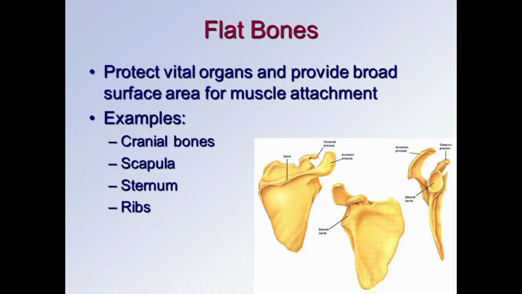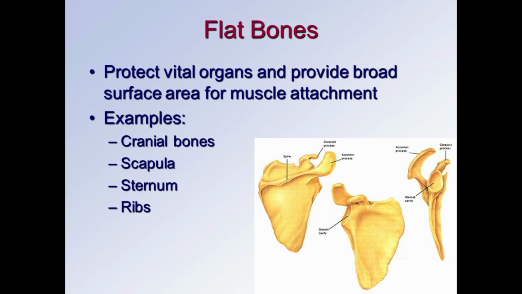Flat bones are a type of bone that are thin, flattened, and often curved. They are typically found in areas where protection of vital organs and attachment of muscles is necessary, such as the skull, sternum (breastbone), and scapula (shoulder blade).